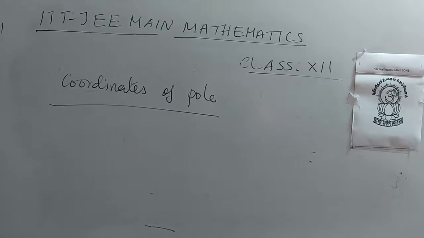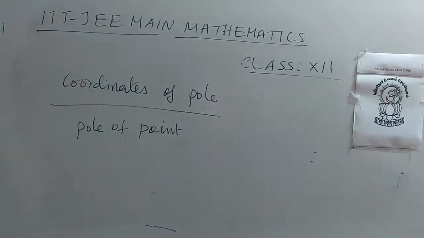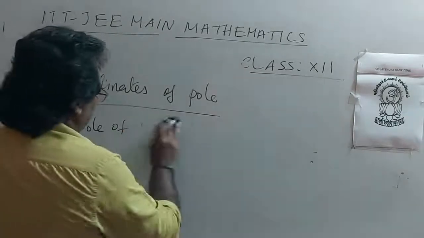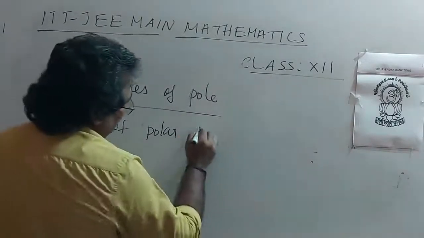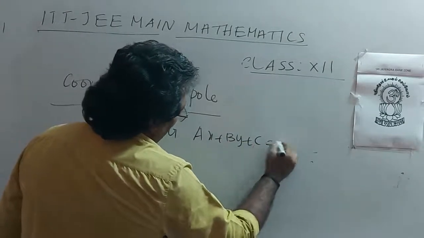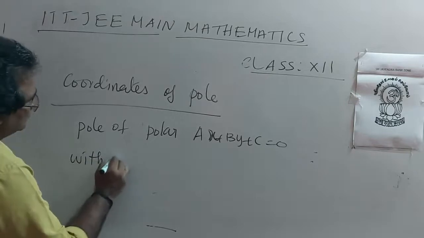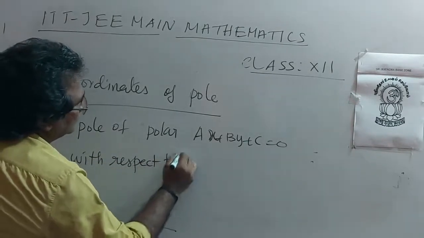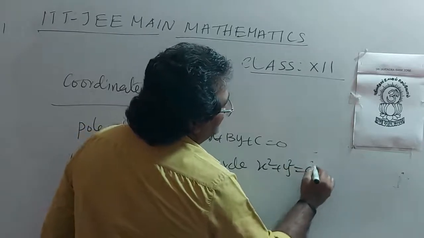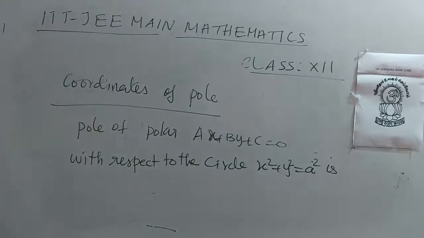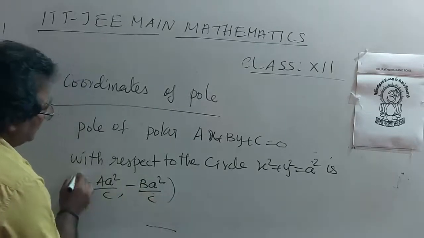Coordinates of pole. The pole of the polar ax plus by plus c with respect to the circle x squared plus y squared equal to a squared is (minus a squared by c comma minus b a squared by c).